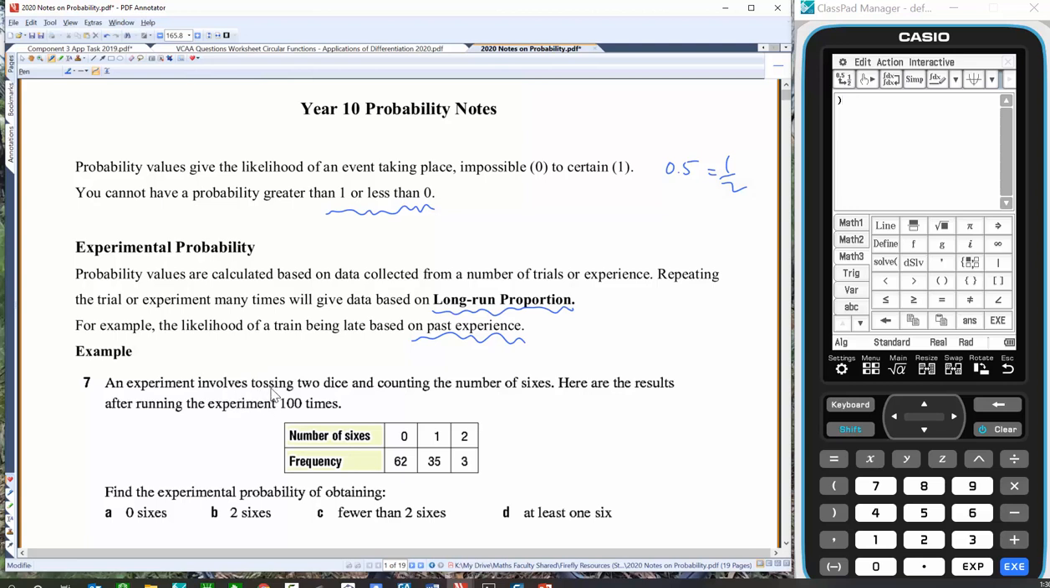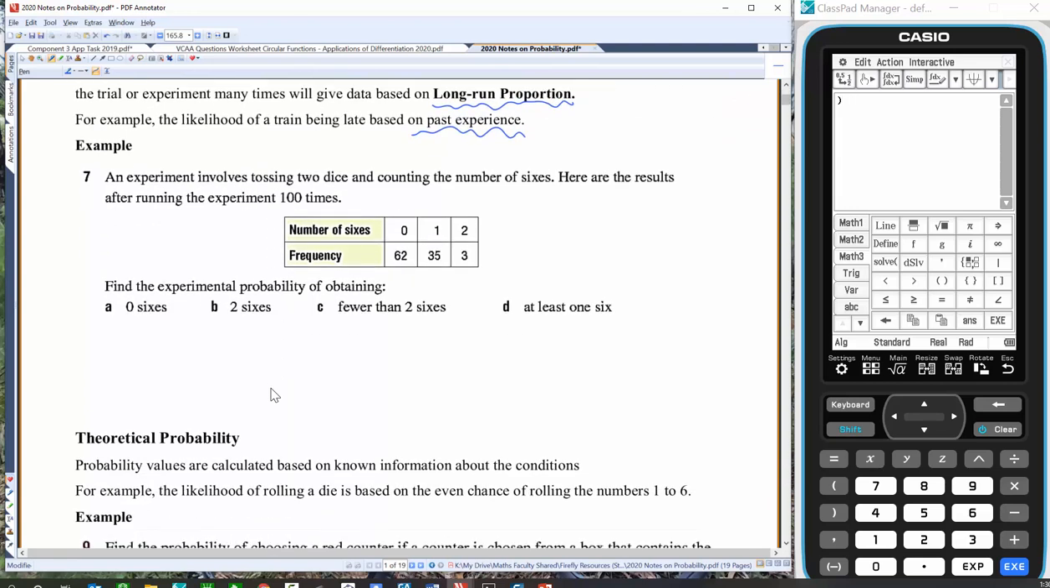So here's an example. An experiment involves tossing 2 dice and counting the number of sixes. Here are the results after running the experiment 100 times. So 0 sixes happen 62 times. Now you'd expect that because on a dice there's 6 possibilities. So 0 sixes might mean when you roll the dice, you got a 1 and a 3, for argument's sake. That means you got 0 sixes.